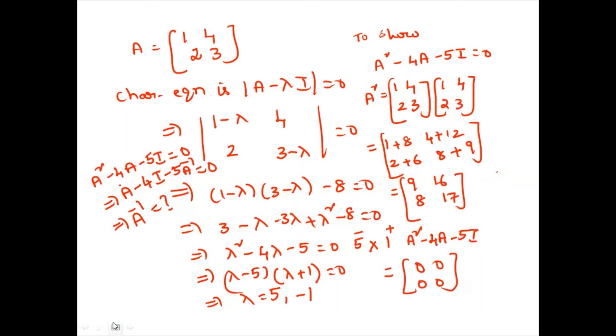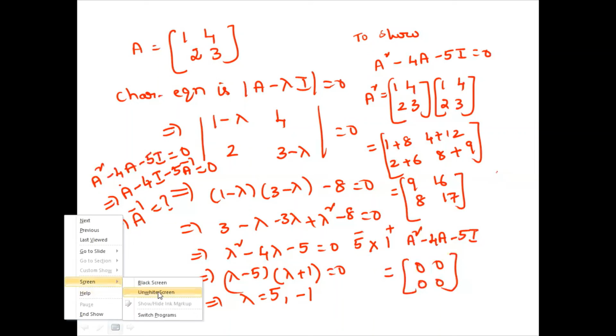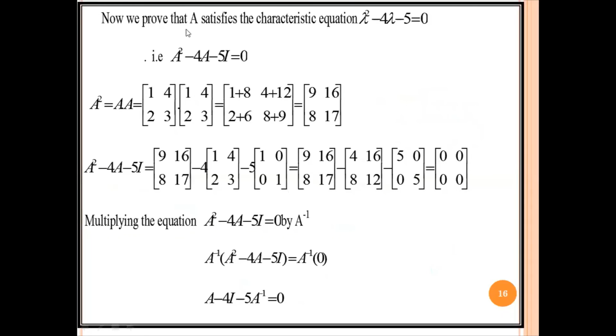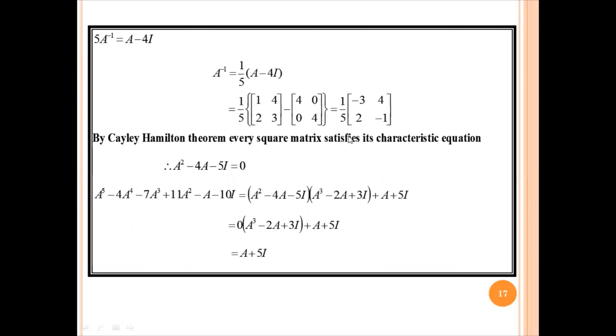Right, then go back. So after getting this, lambda is equal to minus 1, 5. So these are the roots we got. Now next, we have to verify A satisfies the characteristic equation. This one I already told. Then A square you have to calculate, 9, 16, 8, 7. Now after that we have to verify the Cayley-Hamilton theorem, prove that this value is a zero matrix. Then next find out the A inverse. Multiply with the A inverse, then find out the A inverse matrix like this.